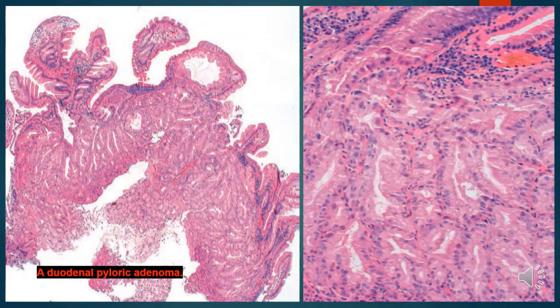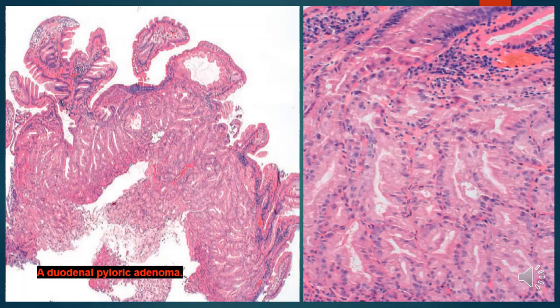Pyloric gland adenomas, as the name says, are composed of cystically dilated tubular-like areas of the pyloric type glands of the stomach, and they are found with increased frequency in patients having FAP, meaning familial adenomatous polyposis, and therefore they have an APC mutation.